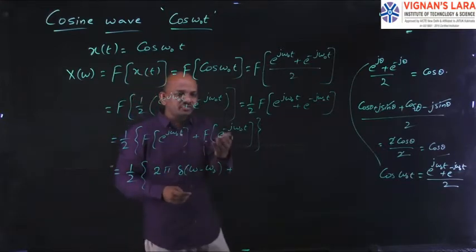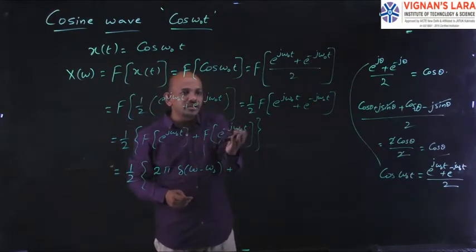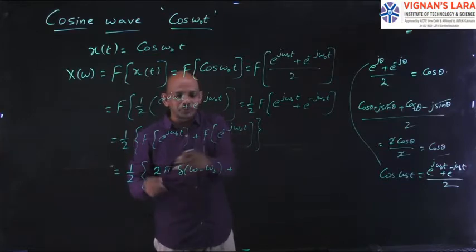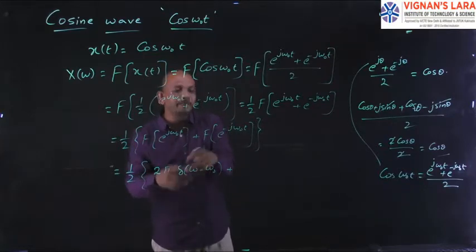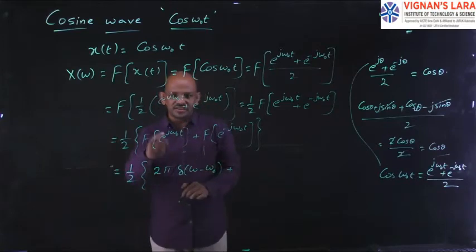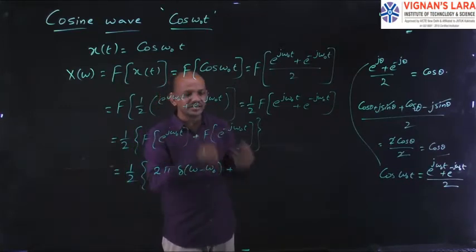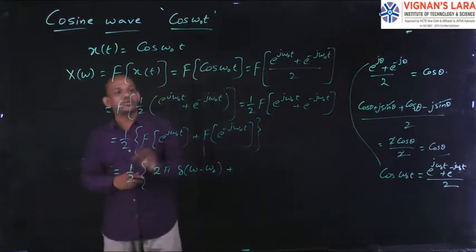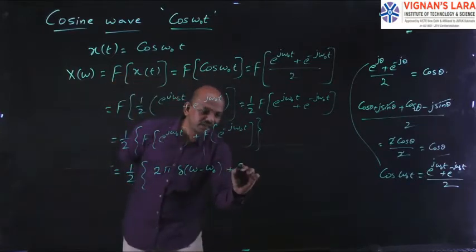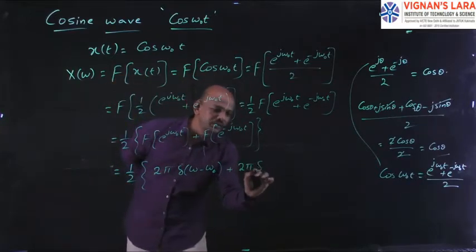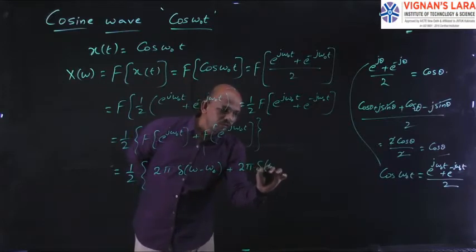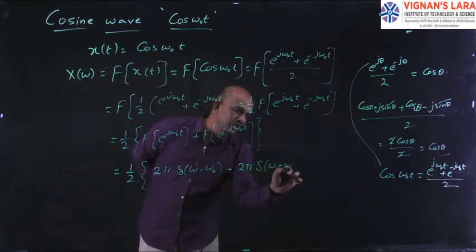So the Fourier transform of e^(-jω₀t) is 2π δ(ω + ω₀). The only change is here it is plus, hence we got δ(ω - ω₀). Here it is minus, we get δ(ω + ω₀). So simply you can write the formula as 2π δ(ω + ω₀).